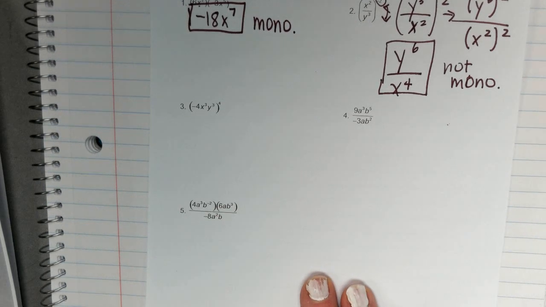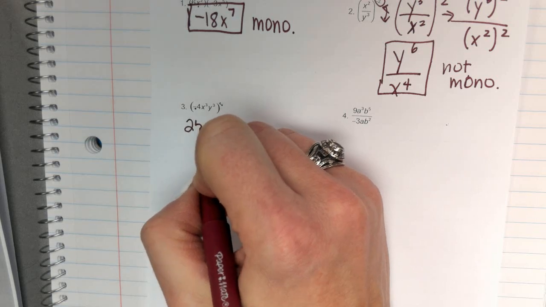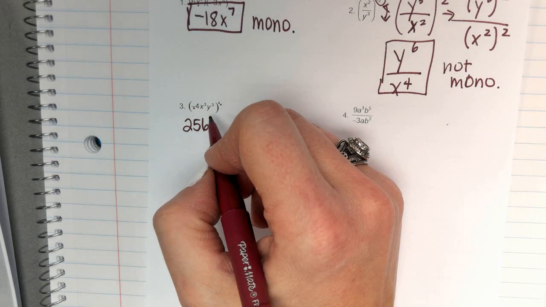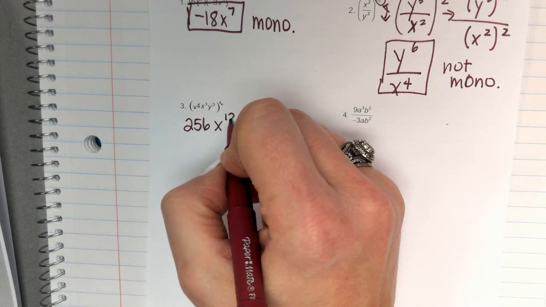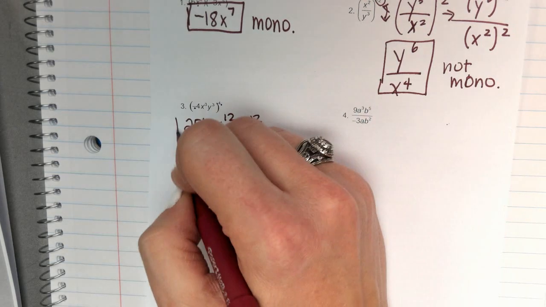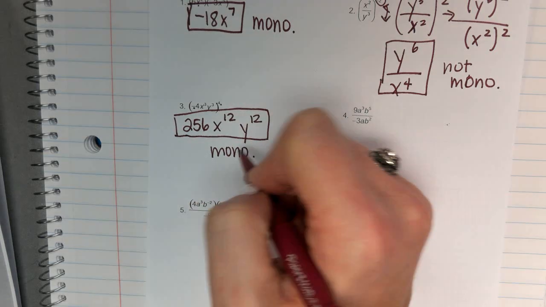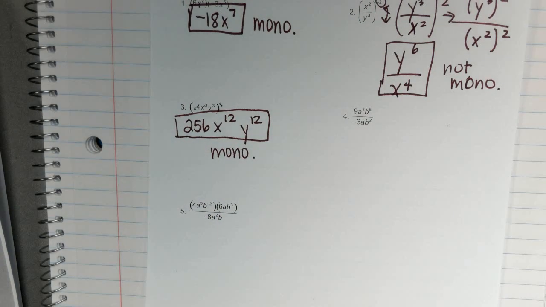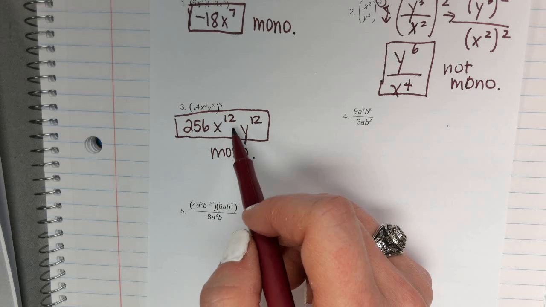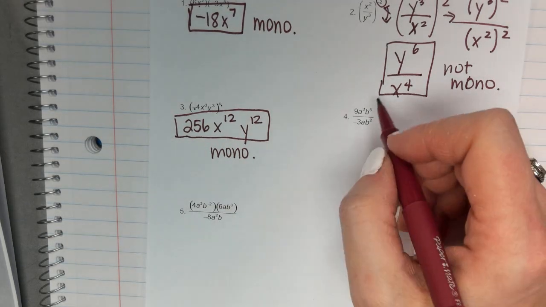Okay. Next one. Negative 4 to the 4th. Well, that's going to give us a positive 256, because 4 times 4 times 4 times 4. And it's negative, but that doesn't mean anything because it's inside the parentheses, you multiply it. And then we have x to the 12, because you're multiplying power to power. And y to the 12. Okay. And that is going to be a monomial, because if it had addition or subtraction separating it, it would be a polynomial, but it doesn't, so it's just a monomial.